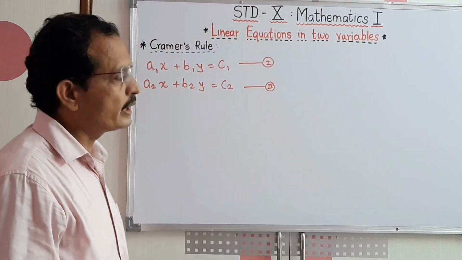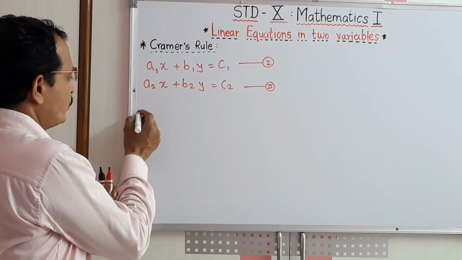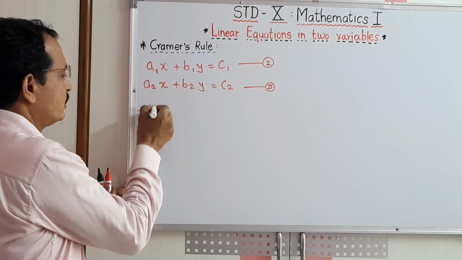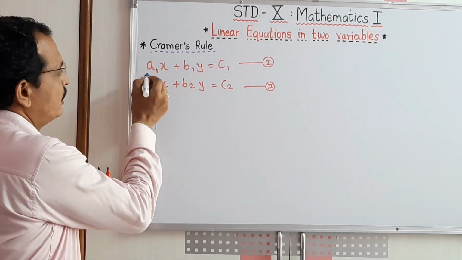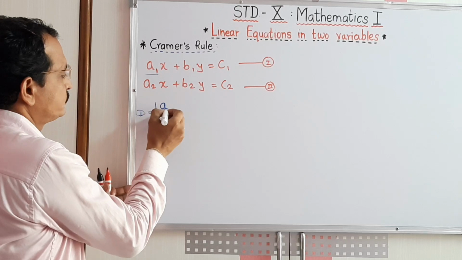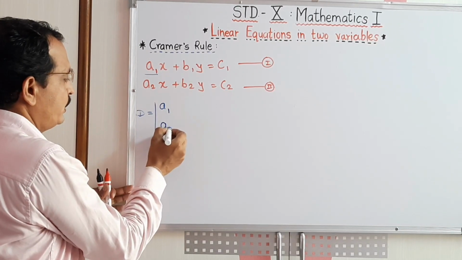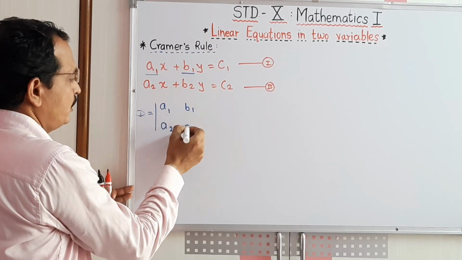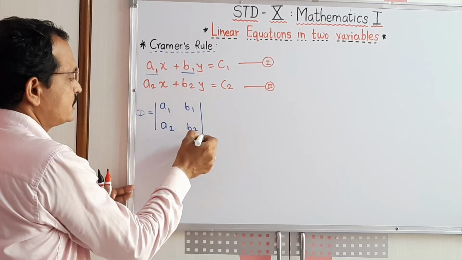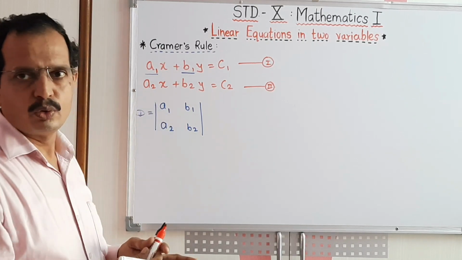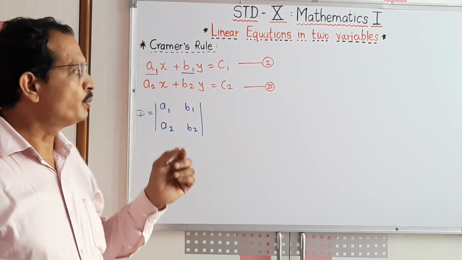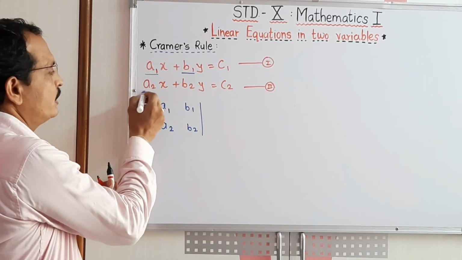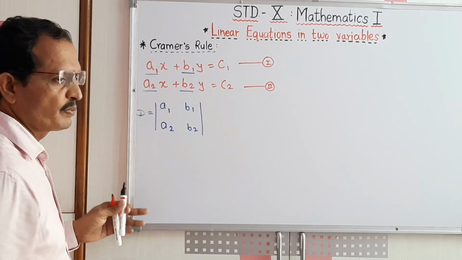Now how to find out that determinant? Suppose we have to find out determinant D. To find out this determinant, we have to write here a1 and here a2, then b1 and b2. This is determinant D. To find out the determinant D, we have to take out the coefficients of the variables: first a1, a2, b1, b2.